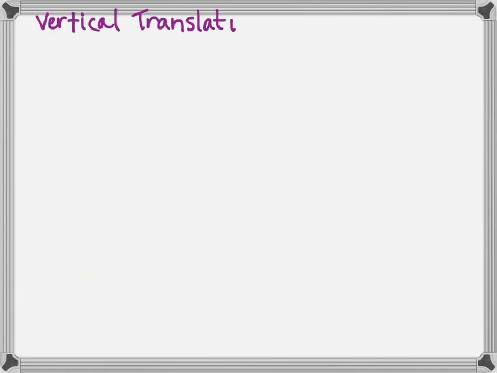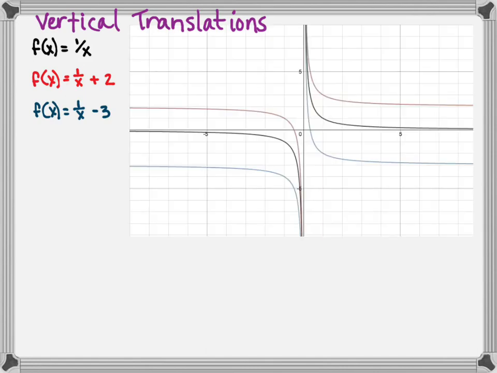Okay, let's look at some translations. We'll start by looking at vertical translations. So again, we'll have the parent function, f of x equals 1 over x. Then we'll look at f of x equals 1 over x plus 2. And then we'll look at f of x equals 1 over x minus 3. So here's a graph with all three functions on it.